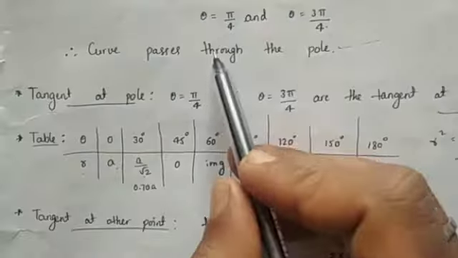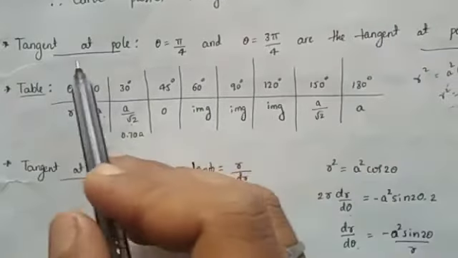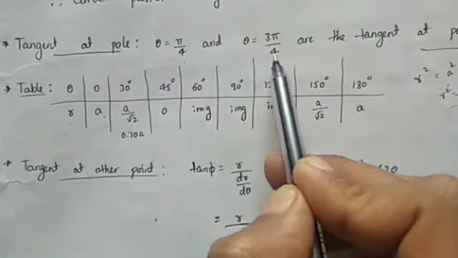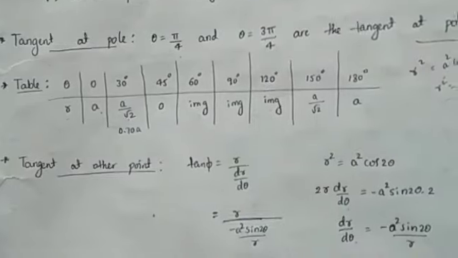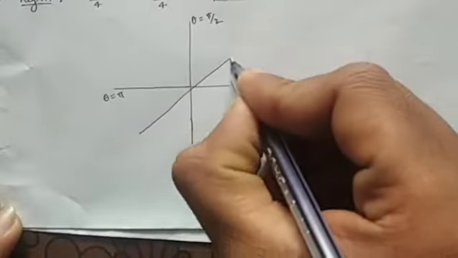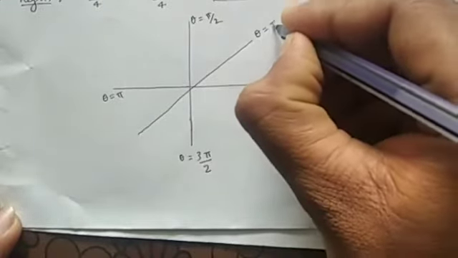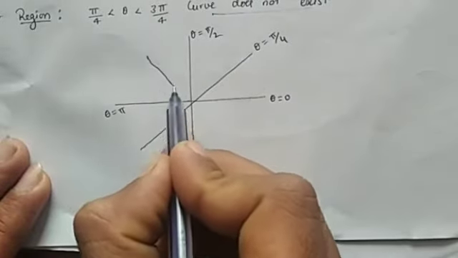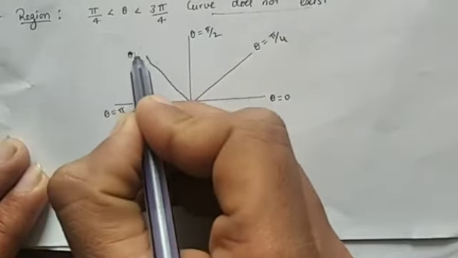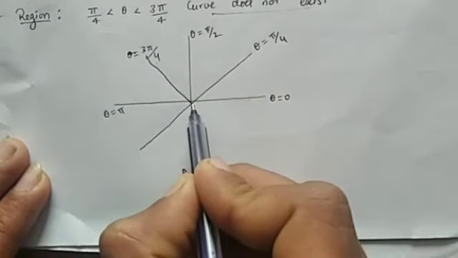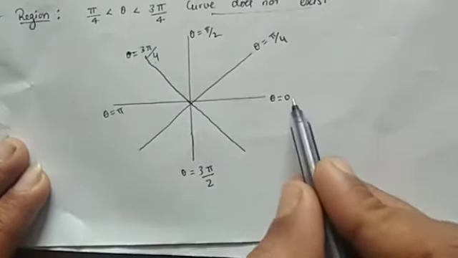The next curve passes through the pole. The next one is the tangents at the pole. Theta is equal to pi by 4 and theta is equal to 3 pi by 4 are the tangents at the pole. Look here, this line is the theta is equal to pi by 4 line, and also this line is the theta is equal to 3 pi by 4 line. This is the 0.